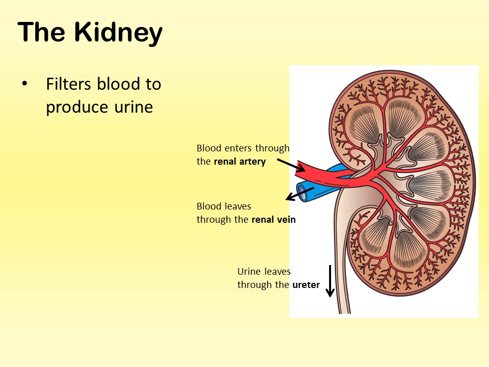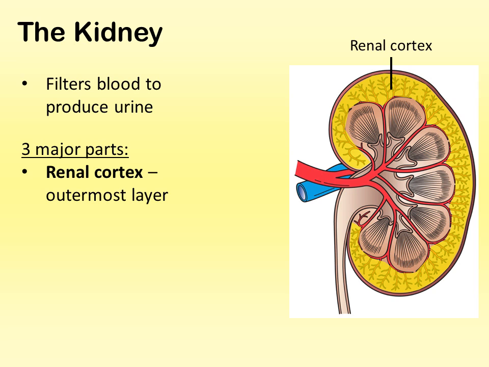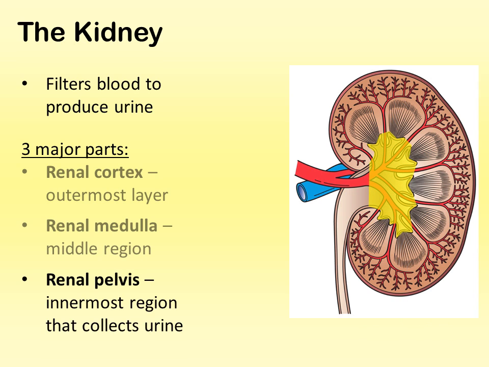Now, as a result of that filtration, the substance urine is produced, and that urine will leave the kidney through the ureter. So there are three major parts or regions of the kidney to become familiar with. The first is the outermost layer of the kidney called the renal cortex. The second is this middle region called the renal medulla. And finally, the very innermost region, the renal pelvis. And we're going to see this next structure, the nephron, which spans the renal cortex and the renal medulla, to make urine.